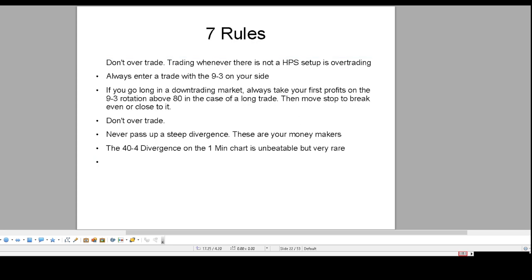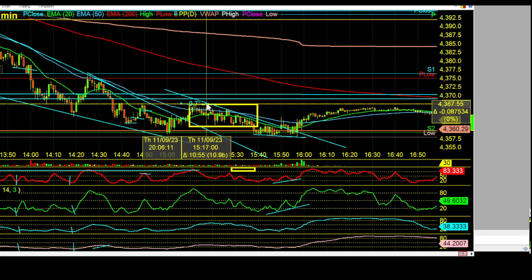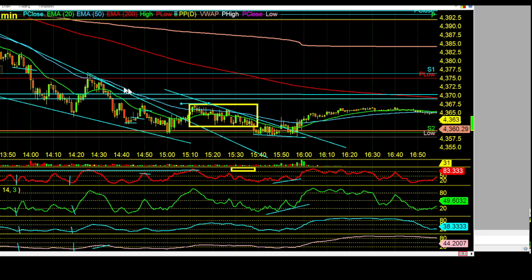So the second part of that is, after you take your first profits, if you have multiple contracts, move your stop to break even or close to it at least. And I always say at least, because if you do have that rotation, and for some reason you got in and you got your rotation and you wanted to hold on to a little bit more, like here, you got in here and it rotated, you got it up to 80, and right there you got above 80, and then it started selling off again.